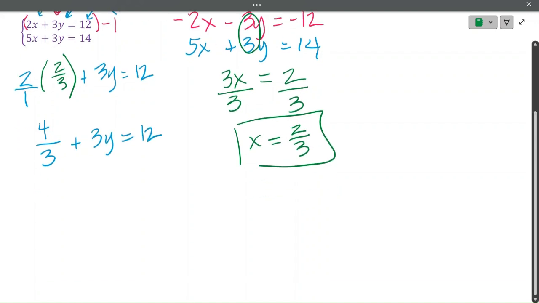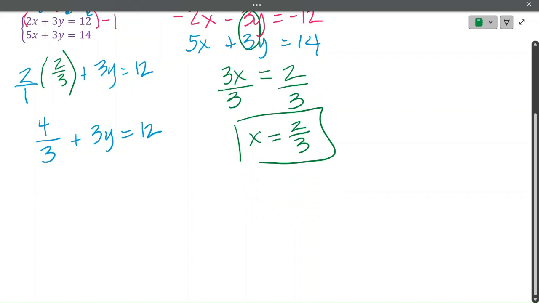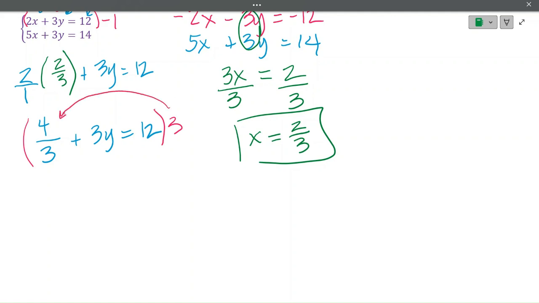Now, if you hate fractions, what I'm going to do next is for you: I'm going to get rid of the 3 in the denominator by multiplying this entire equation by 3, which will put us into whole numbers. So 4/3 times 3 is 4, plus 3y times 3 is 9y, and 12 times 3 is 36. Now we've got whole numbers, a little easier to work with.